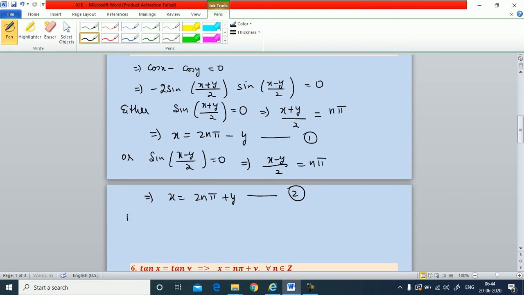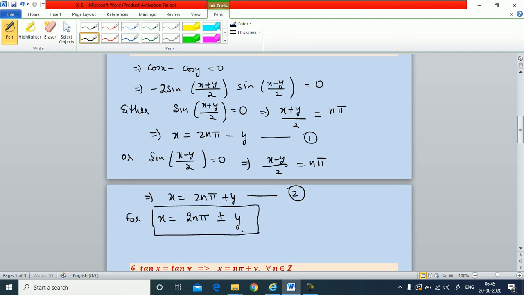No matter whether, in both the cases you can see x is an even multiple of pi. We don't have odd multiples of pi. So obviously x has to be 2n pi, but in one of the even multiples of pi, y is getting subtracted, in the other one it is getting added. So both cases are possible. So we are going to take it as x is equal to 2n pi plus minus y.